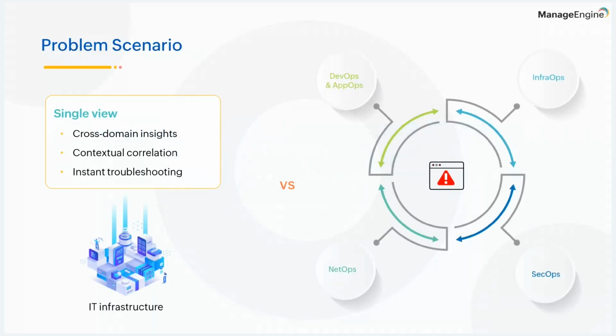So let's consider a problem scenario. All IT infrastructure teams would like to have a single view of the entire infrastructure, where you can get cross-domain insights, instant troubleshooting, that is, to show any anomalies instantly, and also have an option to correlate the alarms or where the dependency is. However, the reality is, we have different infrastructure teams, network teams, or development teams separately, where they manage their own tools for their applications monitoring.